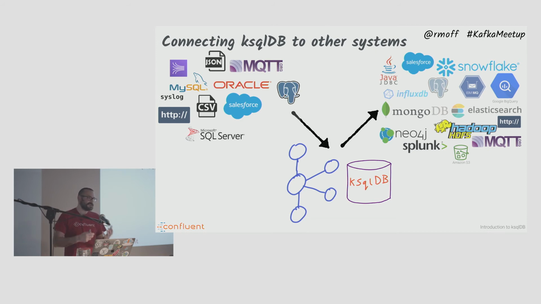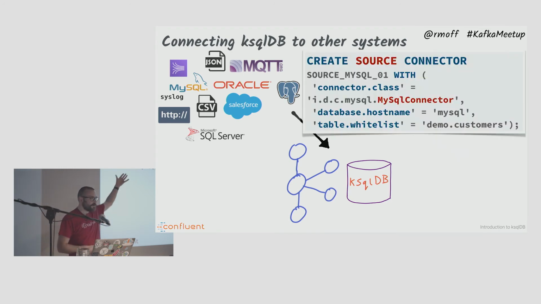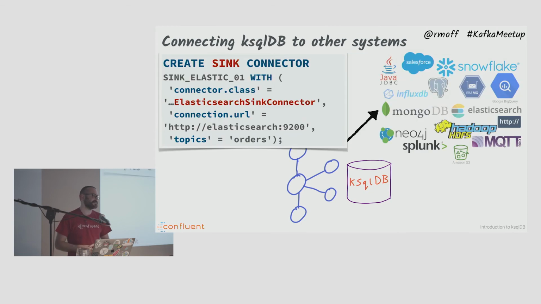So you've got data in a database, you've got data in message queues, in Rabbit, in Active, and flat files, and REST endpoints. Wherever you've got data, you can stream it into a Kafka topic. And if you've got data in a Kafka topic, you can stream it out to numerous places. So you say, create a source connector, create a sink connector, and off you go.